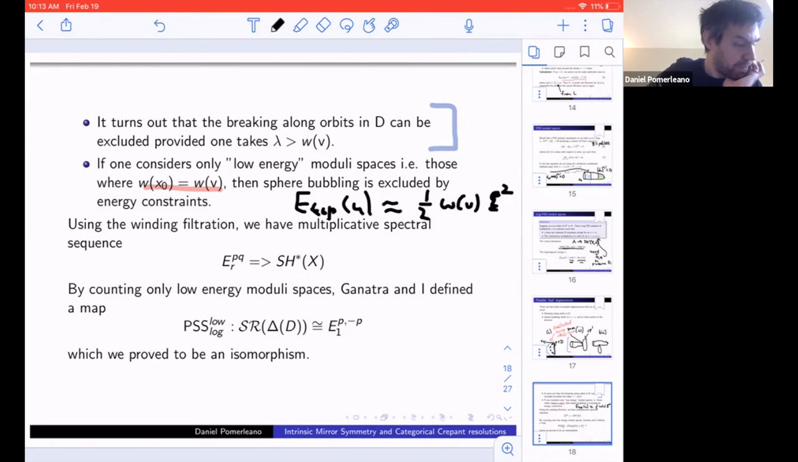And what we proved there is that, using this W of V filtration, there's a spectral sequence, as anytime you have a filtered complex, you get a spectral sequence that computes symplectic cohomology. And what we proved is that by counting the low energy moduli spaces, you get a map from this Stanley-Reisner ring to the degree zero part of the first page of the spectral sequence, which we proved to be an isomorphism of rings.